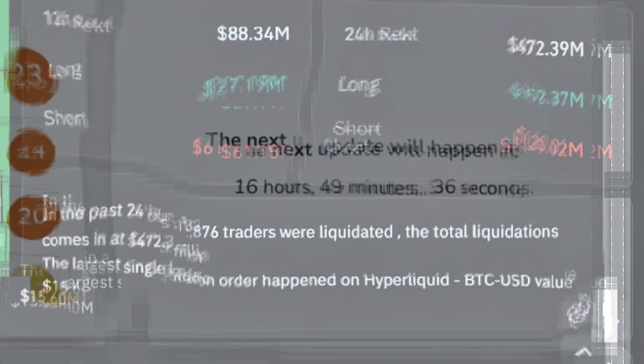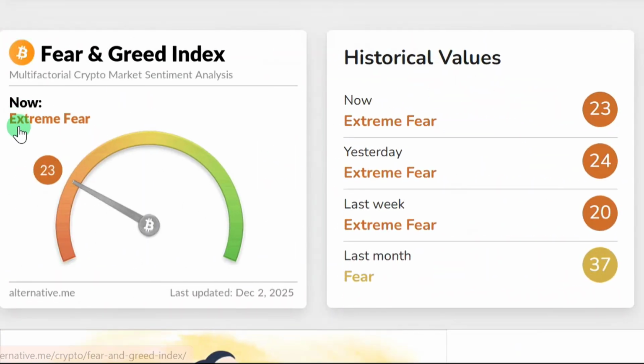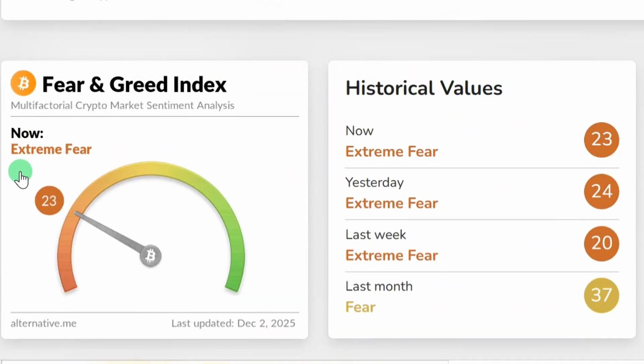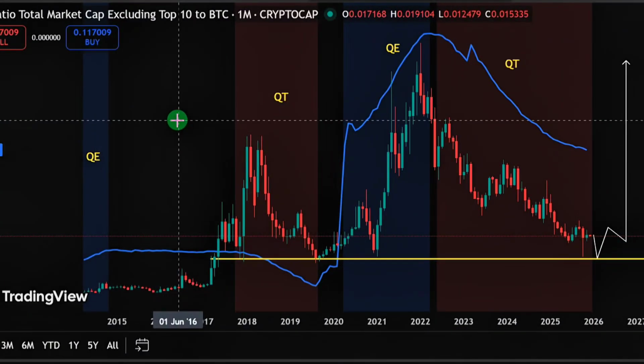The overall crypto market fear and greed index shows we are currently experiencing extreme fear, at around 23%, which you can see right here. A lot of traders are now in a panic, selling their assets. We are currently looking at the altcoins chart against BTC, excluding the top 10 cryptos in the crypto space.